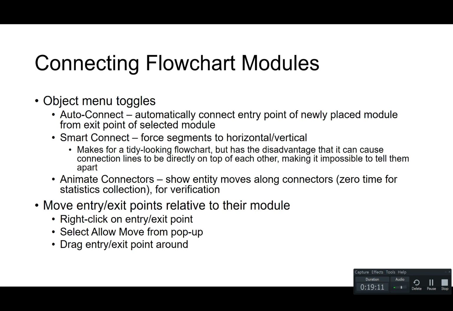The Object menu toggles. AutoConnect will automatically connect the entry point of a newly placed module from the exit point of a selected module. Smart Connect forces segments to horizontal and vertical, which could be helpful when you're laying out your model. And then Animate Connectors will show entity moves along the connectors. You can move entry and exit points relative to their module. You can right-click on an entry or exit point, and then just select Allow Move from the pop-up, and then drag the entry or exit point around.